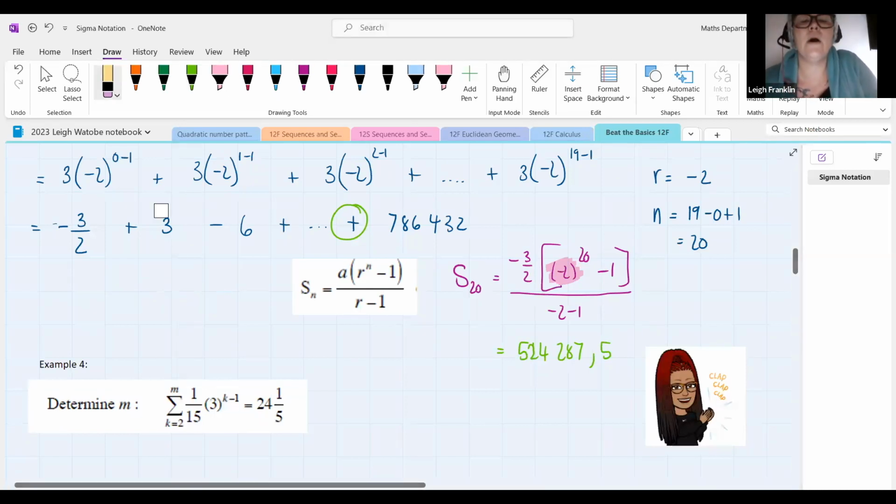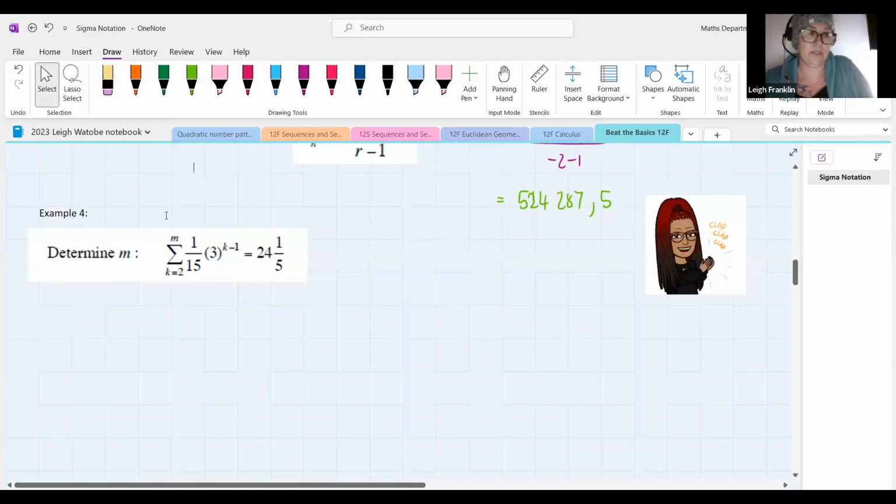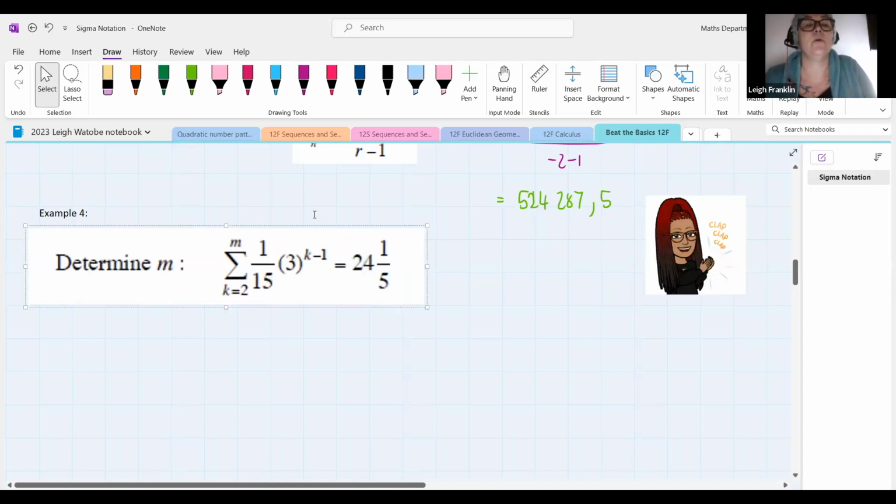Okay, lovely. Well done. So hopefully we've cleared up a few misconceptions. Let's go on and do something that is a little bit more difficult now. I want us to have a look at this example over here. Here they want us to calculate the value of m.